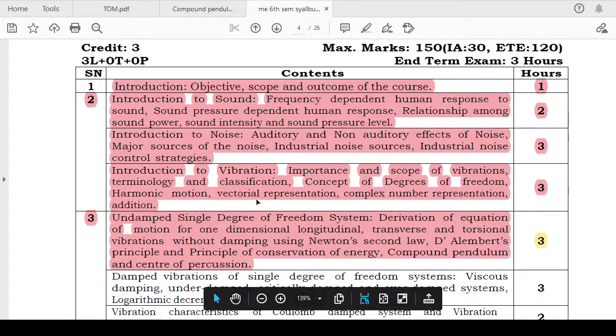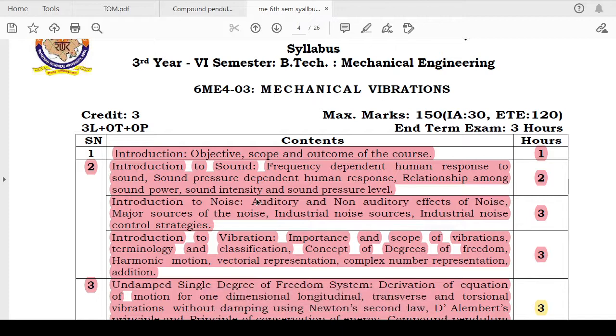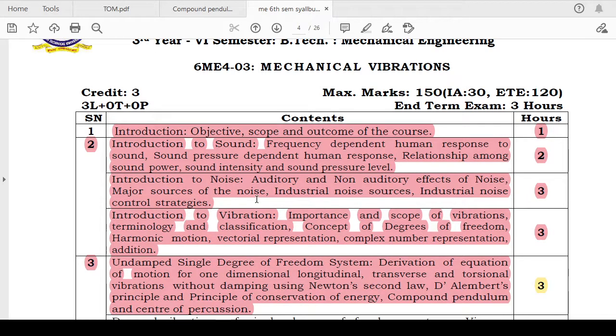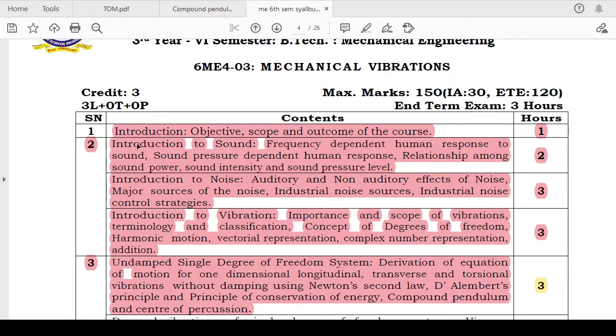So in the last session we discussed many things related to mechanical vibrations. If you go through the previous videos which I have uploaded on the Engineering College Banswara YouTube channel for third year, 6th semester BTech Mechanical Engineering students of Rajasthan Technical University, I have covered the introduction of sound, in which we discussed the human response to sound as well as the relationship between sound power. Then I discussed the introduction of noise, in which the auditory and non-auditory effects of noise, what the major sources are, and what the industrial noise control strategies are.